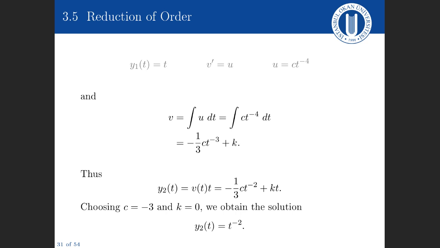We don't need the plus kt because this is just a constant multiplied by y1. So just choose k is equal to 0. We're left with minus 1 third c t to the power minus 2. Again, we can choose any non-zero c. So choose a nice number which will make this a nice function. We could choose, for example, c is equal to minus 3. And then we're left with y2 is equal to t to the power of minus 2.